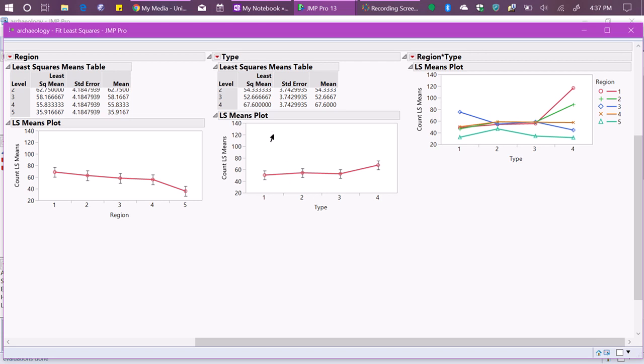If we had just looked at this main effects plot for type, we would assume that we always see an increase in type 4 sherds. But when we look at the interaction plot, it's a bit more nuanced than that. And that's why these plots are so helpful and so important to look at. We don't always get the same effect at every level and every type for each region. And even if they do increase, we can see that the change is not always by the same amount.